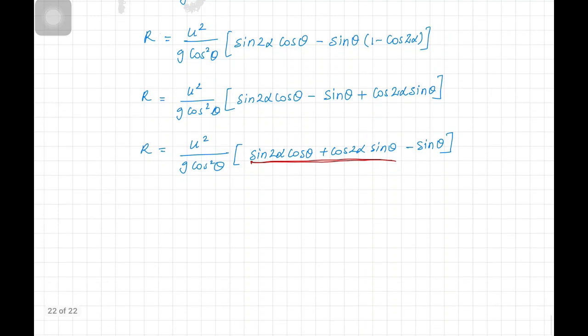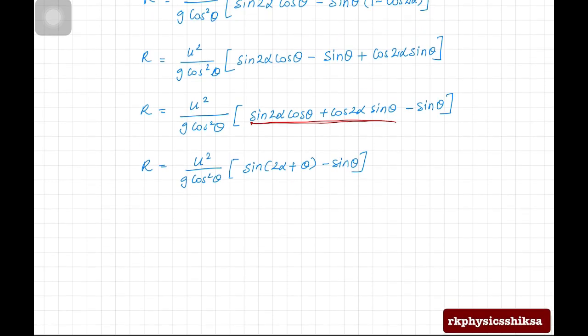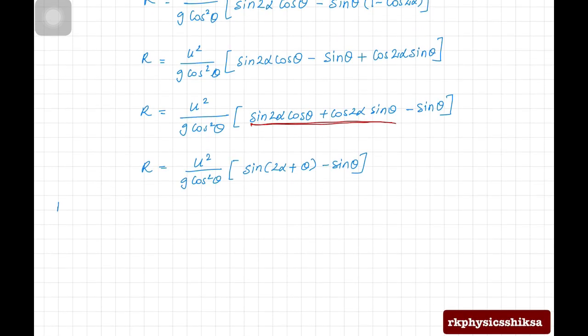So using that relation we can rewrite the equation of range as range R is equal to u square by g cos square theta into sine of 2 alpha plus theta minus sine theta, where this is in the form of sin A cos B plus cos A sin B, which is equal to sin A plus B. So that is what we have done here. And now this is the equation for the range.